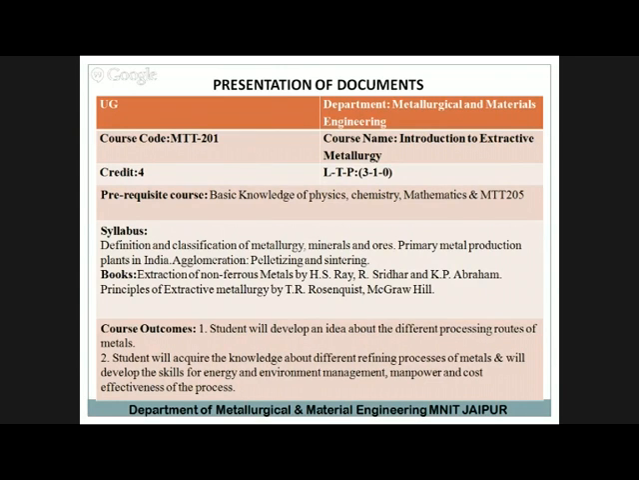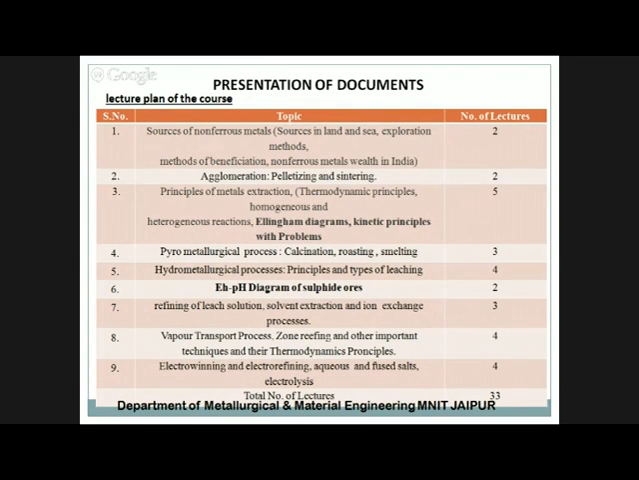So in the course file, you should keep this document: the syllabus, books, course outcomes, the credit of the course, the lecture, tutorial and practical, and the lecture plan of the course. On this side I have written the topic and number of lectures. I think in one semester this is the maximum number of lectures, 33, because it is a 3-1-0 course. So 3 lectures per week. I will finish this syllabus in 33 lectures.